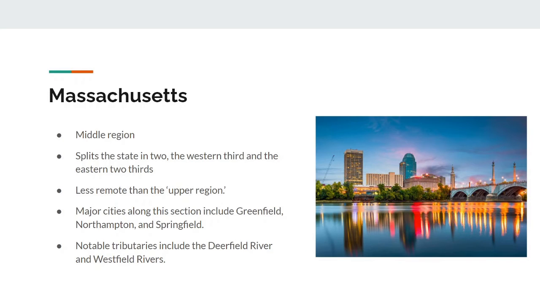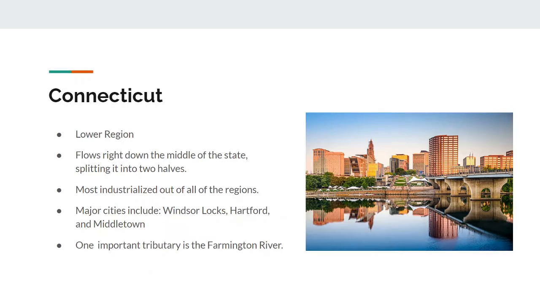Next, let's talk about the Connecticut River in Massachusetts. So this is the middle region of the Connecticut River, and it splits the state in two parts, the western third and the eastern two-thirds. So this region in general is less remote than the upper region, and major cities along this section include Greenfield, Northampton, and Springfield. Notable tributaries here include the Deerfield River and the Westfield River.